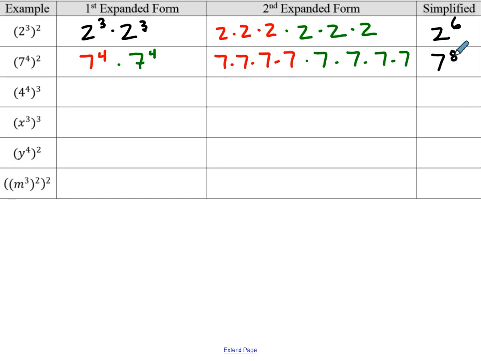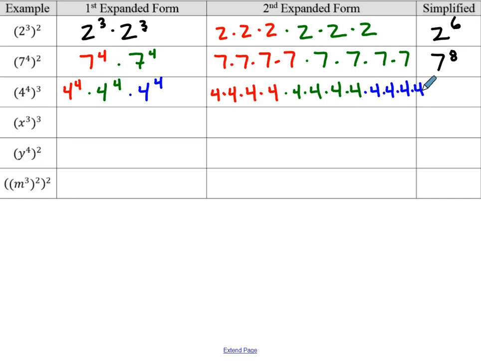I have 4 to the 4th to the 3rd power, so I'm going to have 4 to the 4th, 4 to the 4th, 4 to the 4th. So I have to the 3rd power, so I got 1, 2, 3, 4, 1, 2, 3, 4, 1, 2, 3, 4. How many total 4s do I have? I have 12, so it's going to be 4 to the 12th power.